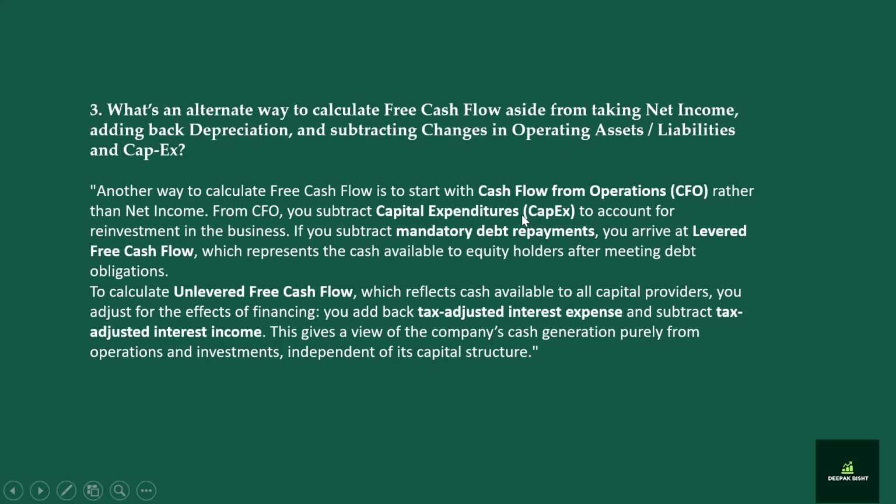From net income, if you start, you will get the levered free cash flow, and from levered free cash flow, you can adjust for tax adjusted interest expenses and subtract tax adjusted interest income. This will give you unlevered free cash flow.